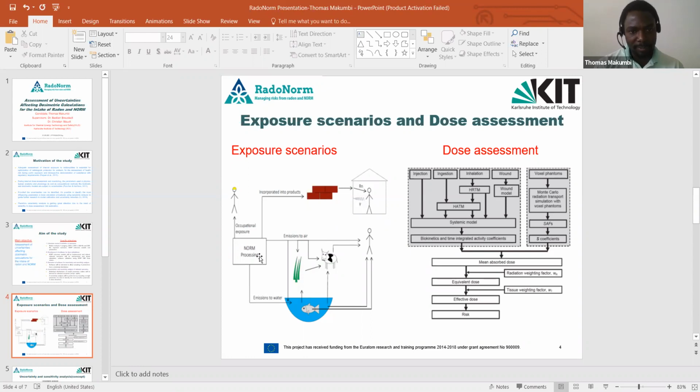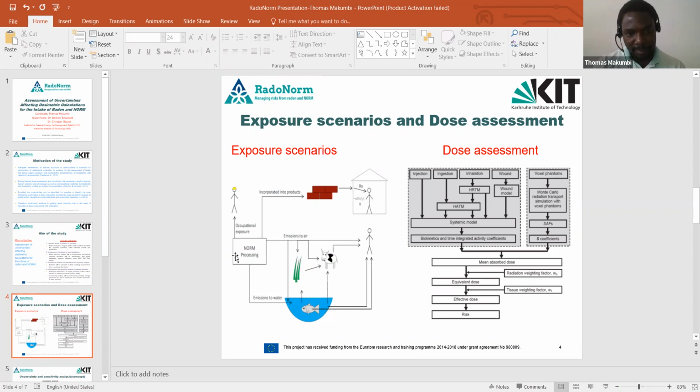Now, during processing of NORM, the workers are exposed to NORM by the fact that they are working with this radioactive material and they are in close proximity to it. The processing itself produces products. So the radionuclides are incorporated in these products, which could be cement, that is material for the building industry, bricks, etc. When this material is used for various applications like building, the occupants in those buildings are exposed to NORM in the form of radon inhalation and gamma radiation.